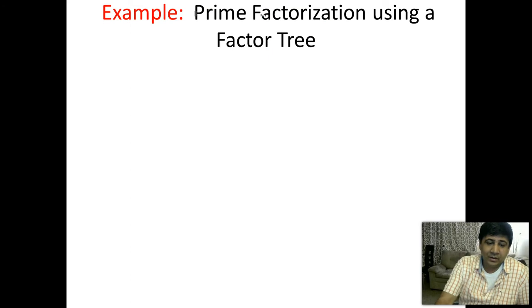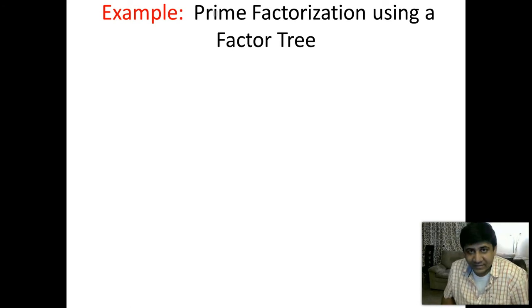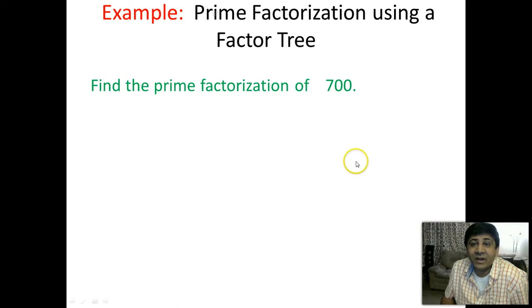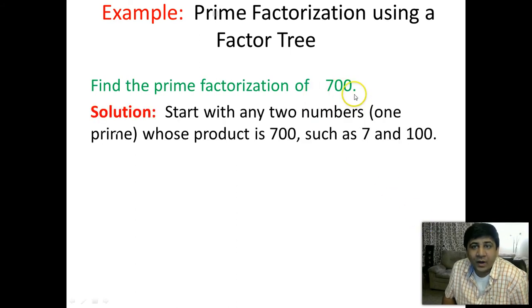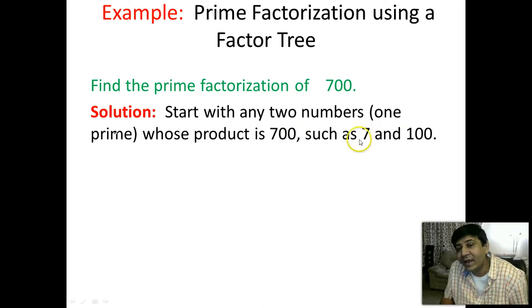Now let's look at factorization. I'm going to explain this factor tree method with one example. Let's look at finding prime factors using a factor tree. Suppose we want to find the prime factorization of 700. We will start with two numbers whose product is 700, such as 7 and 100. You can have a lot of other pairs of numbers whose product is 700, but your goal should be to have one as prime.